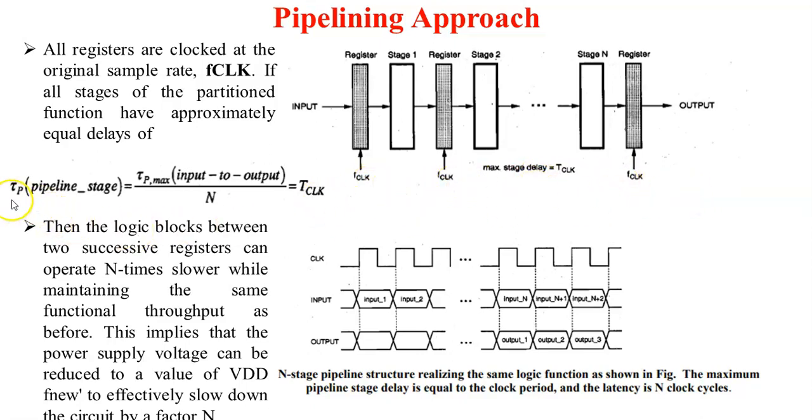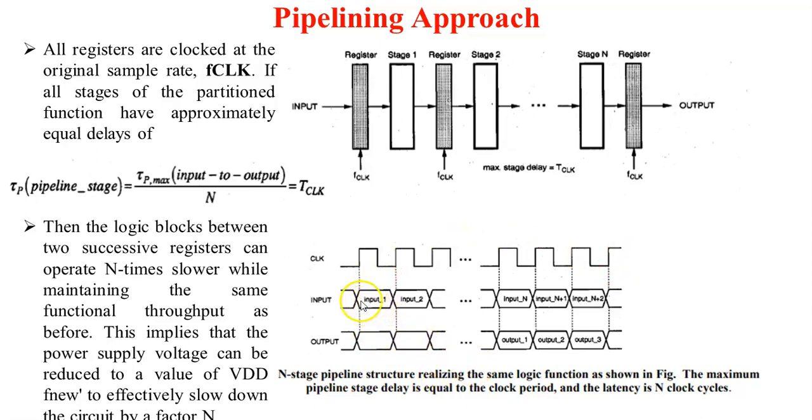The propagation delay for the pipelining stage is calculated: it is equal to the maximum propagation delay from input to output divided by n. That is denoted as T clock. So the total clock time period is equal to the maximum propagation delay from input to output. This is the timing diagram for the pipelining approach for n stages.